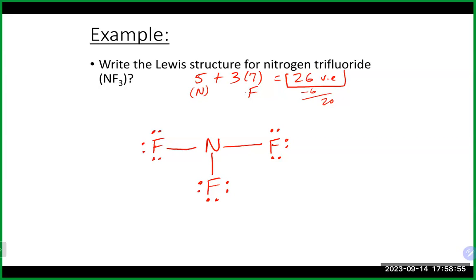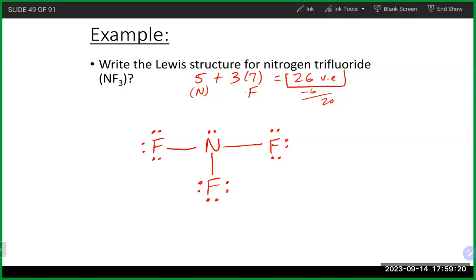At this point, I have now filled up all the outside atoms with electrons. I have now placed on my picture a grand total of 24 electrons. I still have 2 more electrons that I need to place. Those 2 electrons will then go to the central atom there. And at that point, I have now placed a grand total of 26 electrons, which is what I'm looking for.